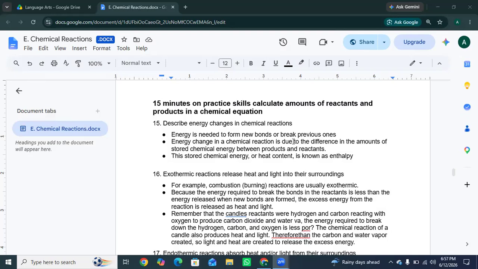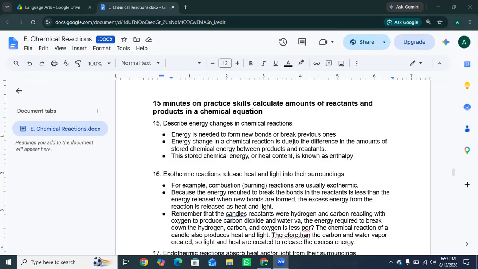For example, burning a candle is exothermic. The energy needed to break apart the candle wax and oxygen is much lower than the energy released when carbon dioxide and water vapors form, creating a hot, bright flame.